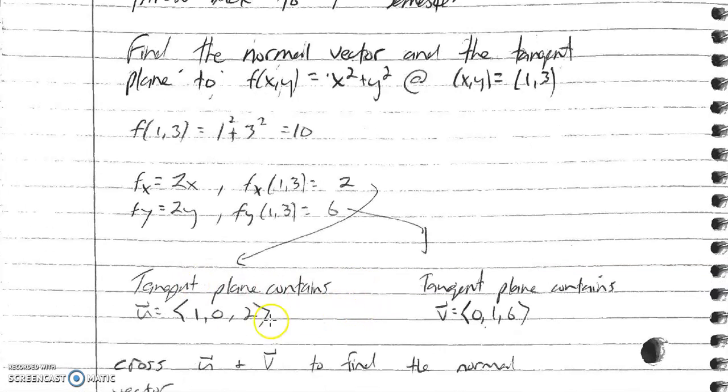From there, I know that the tangent plane contains these two vectors, 1, 0, 2. That's because this is the change in z if I move x by 1, right? So I'm going to have a ratio of 1 in the x to 2 in the z. And same thing here, except the 1 goes with the y because this is f sub y. So I've got 1, 0, 2, and 0, 1, 6.